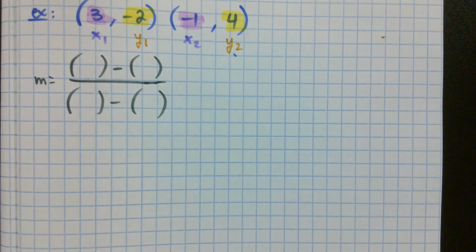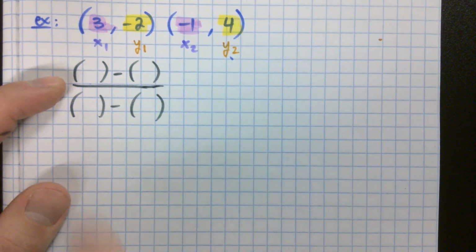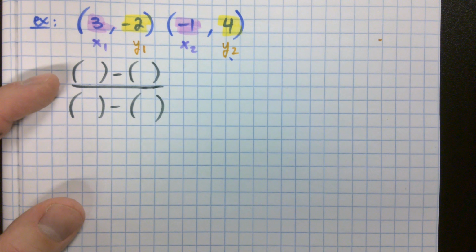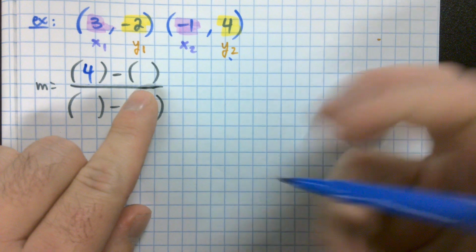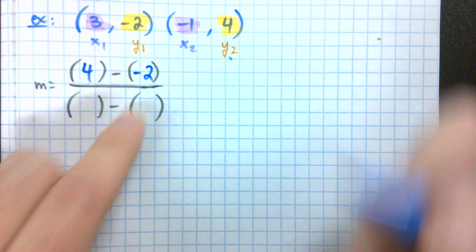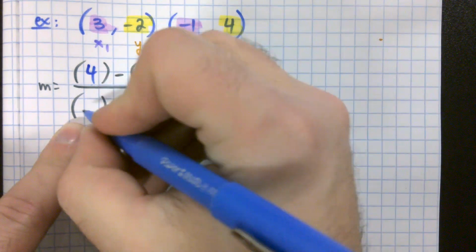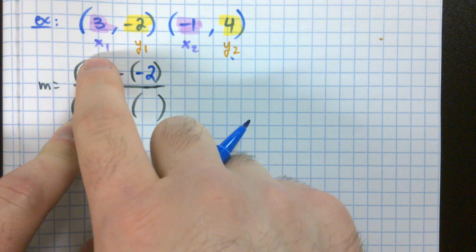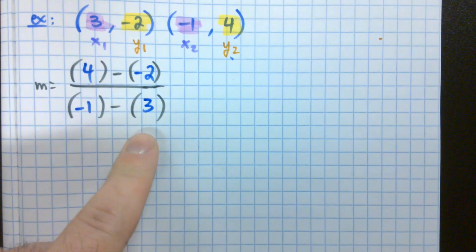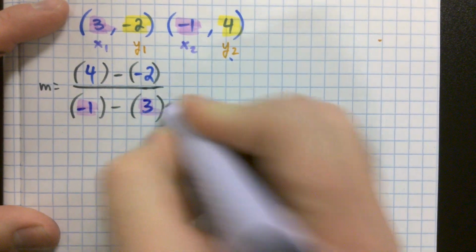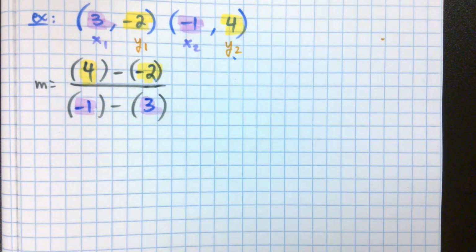All right, so what's going to go in this very first parenthesis here? Take a look back at our formula. Someone tell me. 4, because it's our y2. What's going to go next to it? Negative 2. Good. Down here, what's my first point on the bottom? Negative 1. Not 3. It's x2 minus x1. And what's going to go in this last parenthesis here? Positive 3. Good. My x's are on the bottom. My y's are up on the top. That's what we want right there.